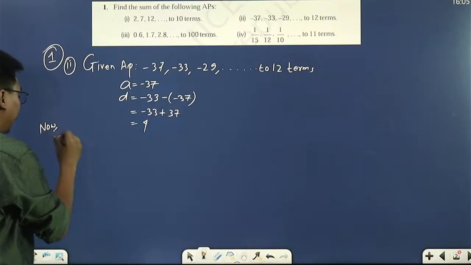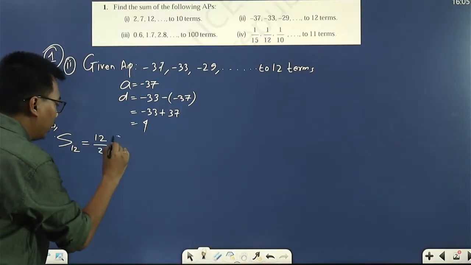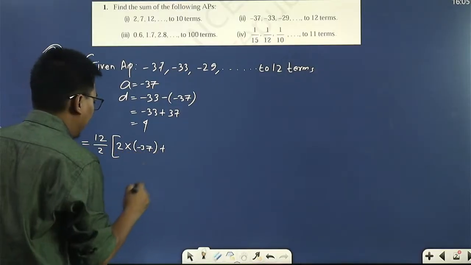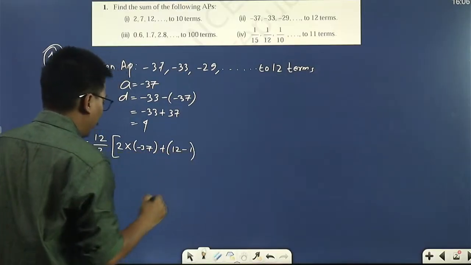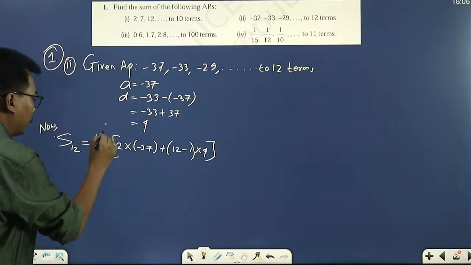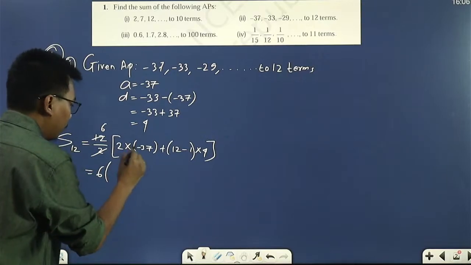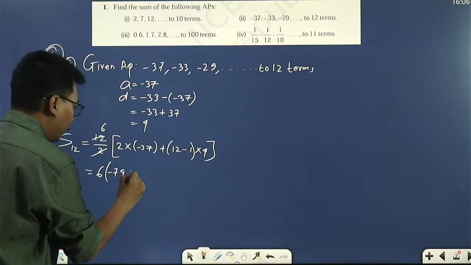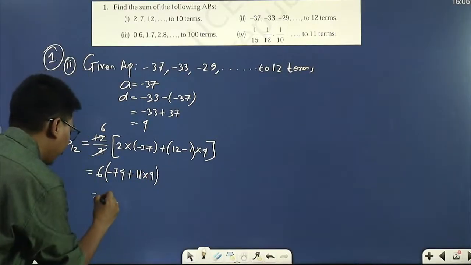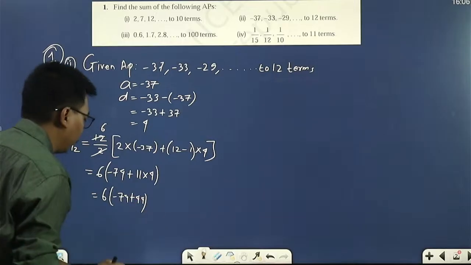Now I'll write directly. We'll use the formula: n by 2, so 12 by 2, 2 into a, 2 into minus 37, plus (n minus 1), which means 12 minus 1, into d, which means into 4. So 6, 2 sevens are 14, so minus 74, plus 12 minus 1 is 11 into 4, so 6 times (minus 74 plus 44).